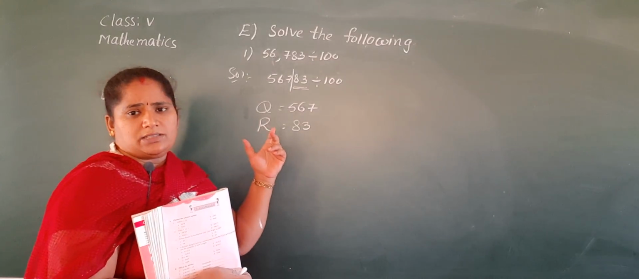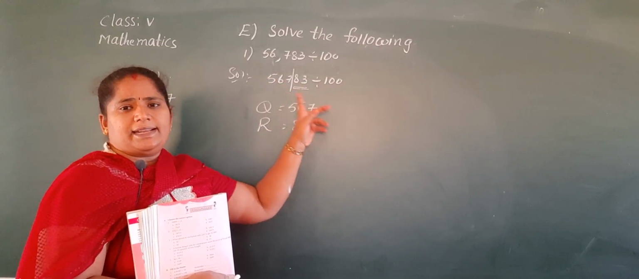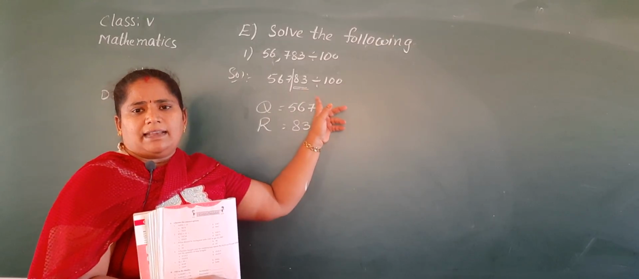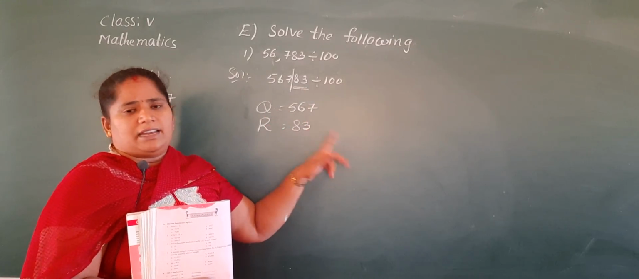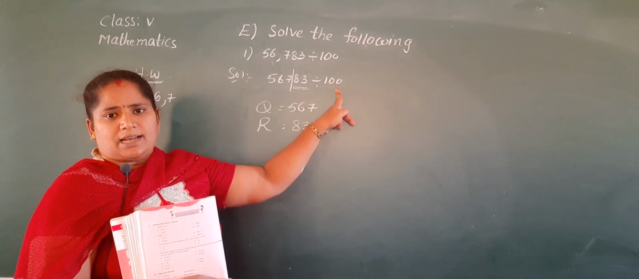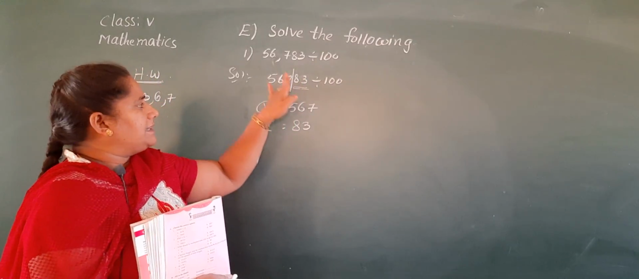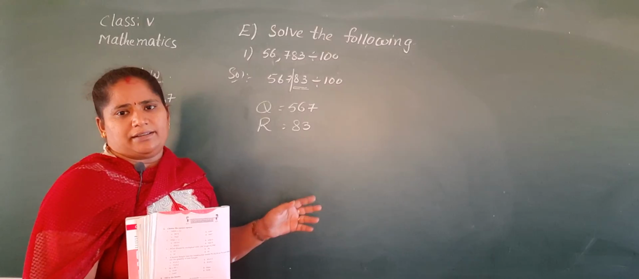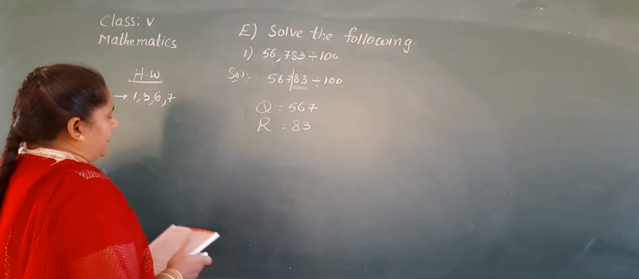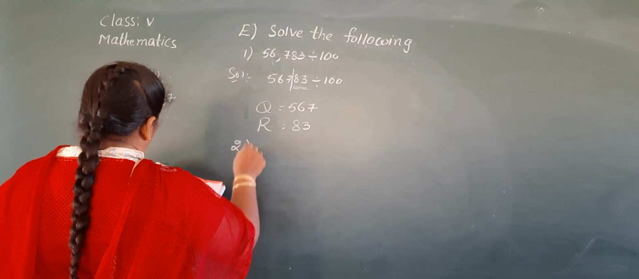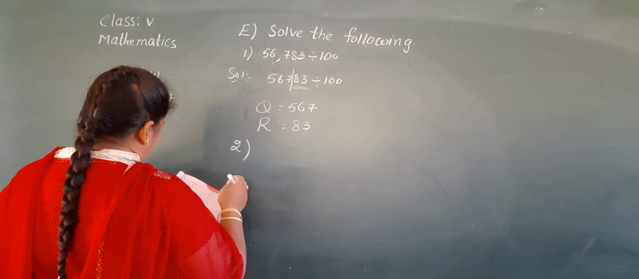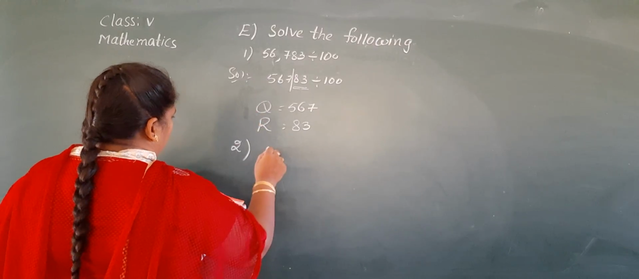In the previous class also I explained that when the number is divided by 100, the last two digits become the remainder. Why? Because here two zeros are there, Nana. So the last two digits become the remainder and this left side part becomes the quotient. Okay. So we can write directly that one. And the second one, Q means quotient, children. R means remainder.